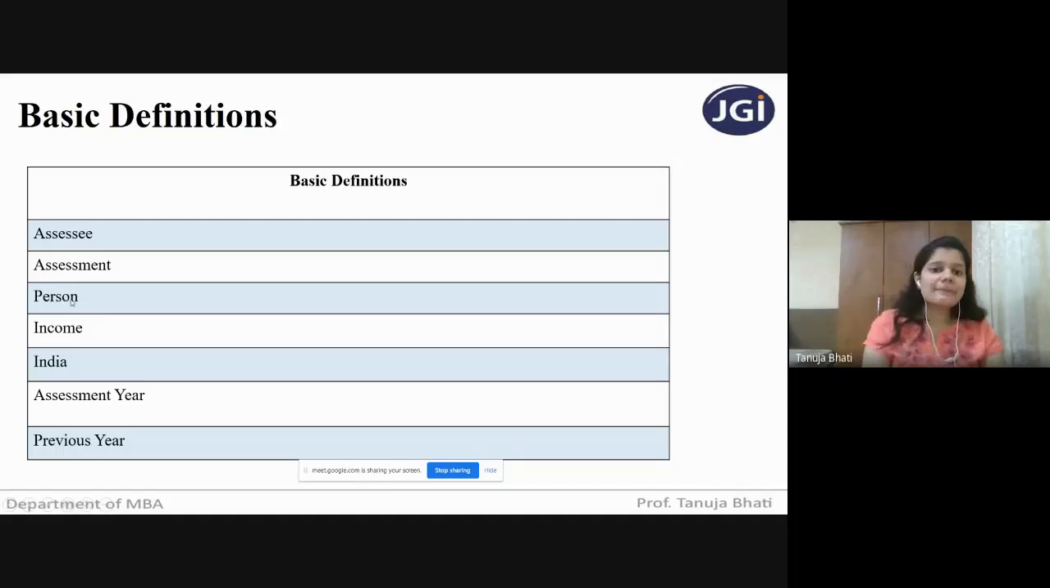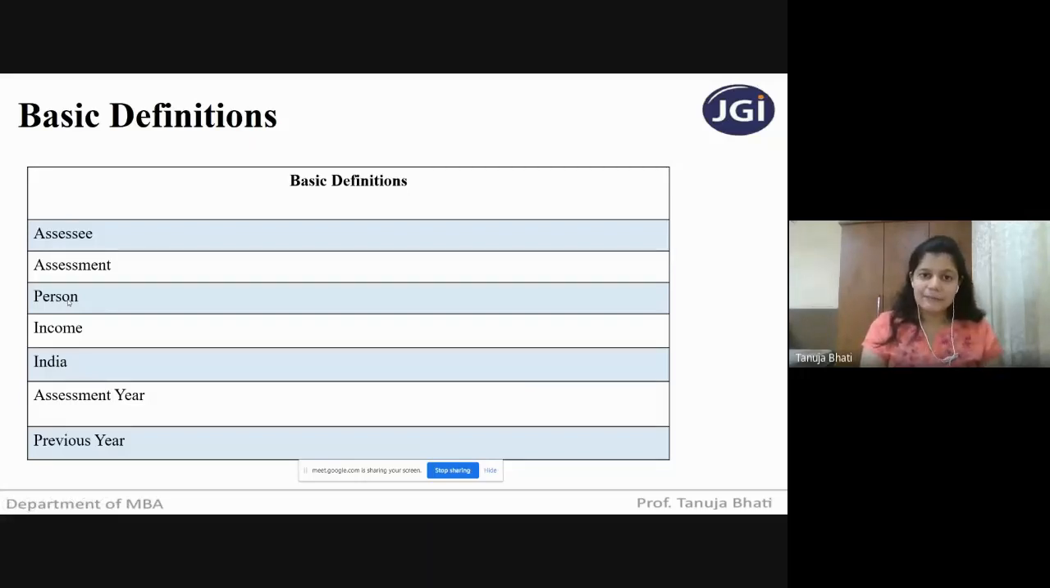So it is not that only individuals are liable to pay tax. Remember, students, all persons are liable to pay tax, because when I told you SSC, I said SSC is any person. Did I say any individual? No. I said any person who is liable to pay tax. So who all come under persons? Individual, HUF.